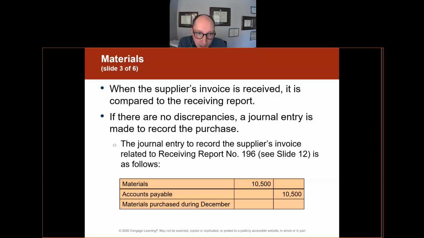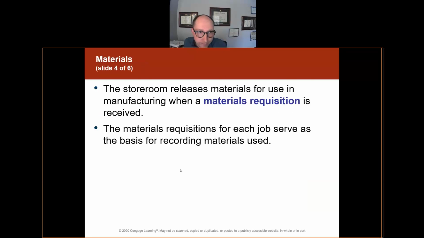Then when I'm satisfied with my receipt of my inventory, I debit raw materials inventory and I credit accounts payable. Remember, I received the bill, but I have not yet paid it. Therefore, it becomes accounts payable. Debit raw materials, credit accounts payable. That's the journal entry I would make when I receive my invoice.